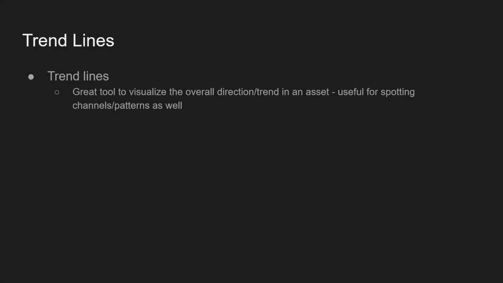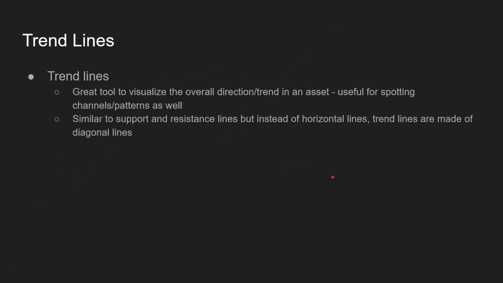So trend lines are a great tool to visualize the overall direction or trend in an asset. It's useful for spotting channels and certain chart patterns as well. Basically, the trend is that we see the market moving in a single direction, either upwards or downwards. These trend lines are similar to support and resistance lines, but instead of flat horizontal lines, trend lines are made up of diagonal lines.